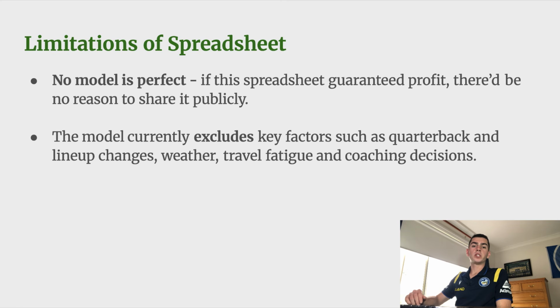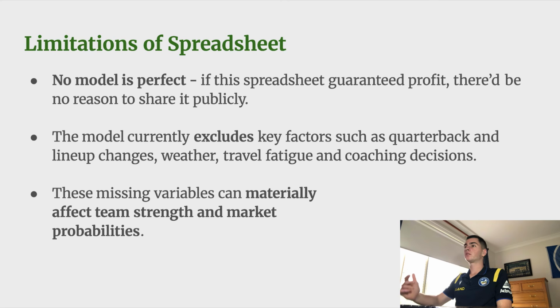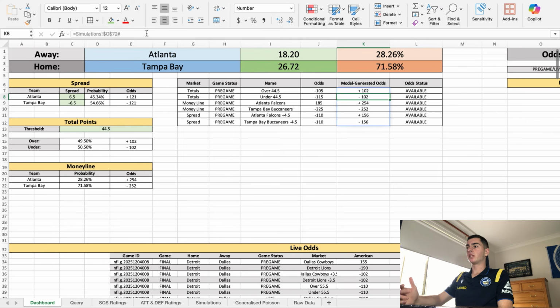Right now, the spreadsheet doesn't factor in numerous important variables such as quarterback and lineup changes, weather conditions, travel fatigue, and coaching decisions. Among others, these factors have the ability to change a team's strength quite significantly, and as a result impact the probability of all markets offered on the game. However, in my opinion, I believe this current spreadsheet to be a great baseline to build on.